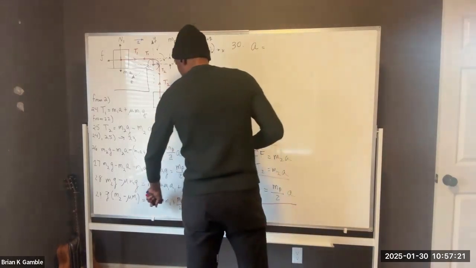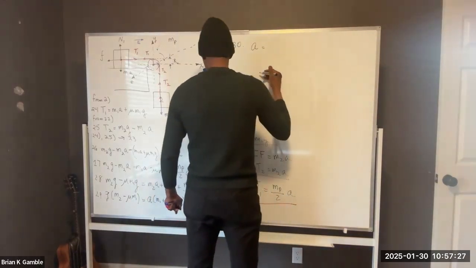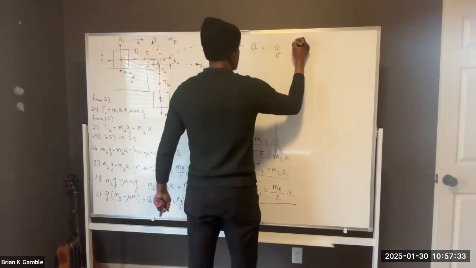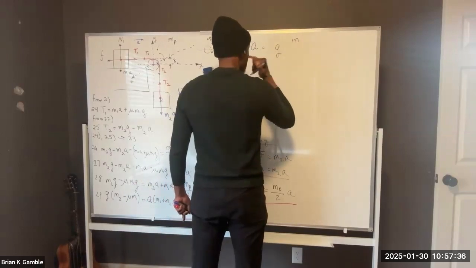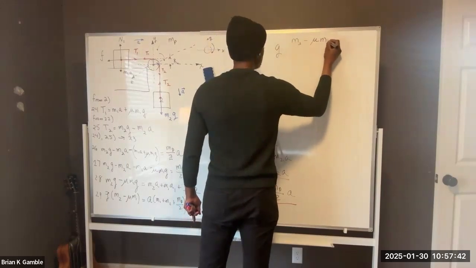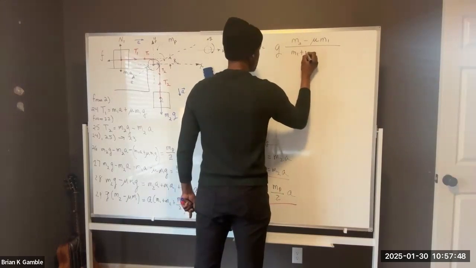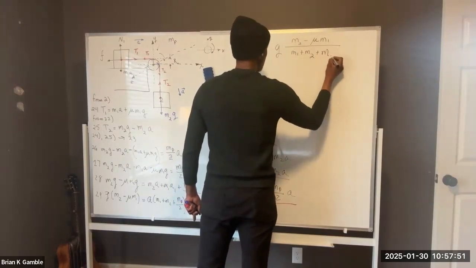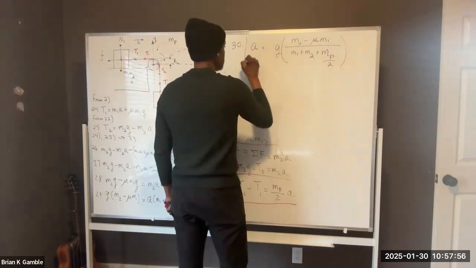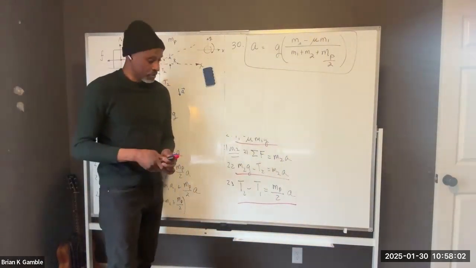So when I go through and divide by this total inertia term in order to solve for acceleration, my final result would be the following. G times, in the numerator, we're going to have M2 minus mu times M1, divided by this inertia term, M1 plus M2 plus M sub P over 2. Okay, so that's our solution. So let's evaluate that based on the points that I was just making.